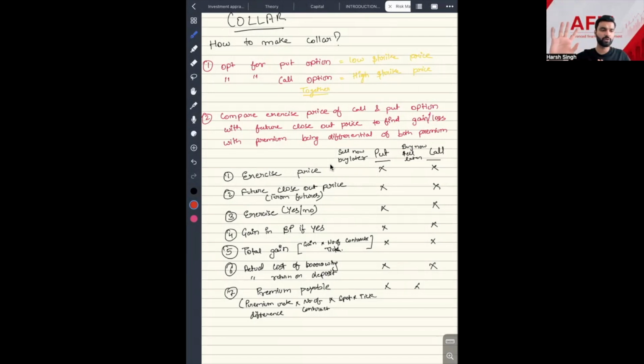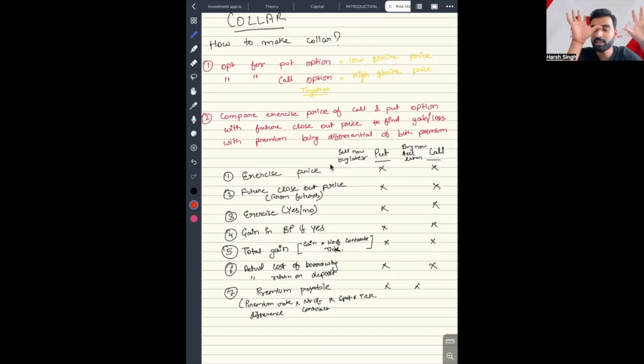In collar, you have to remember there are actually three things that we need to remember over here: collar, floor, and ceiling. Now, in collar, what happened is that up till now, whatever you were doing, you were able to hedge your one side risk. In collar, you hedge both of your risks. You take a put option and you take a call option, together.